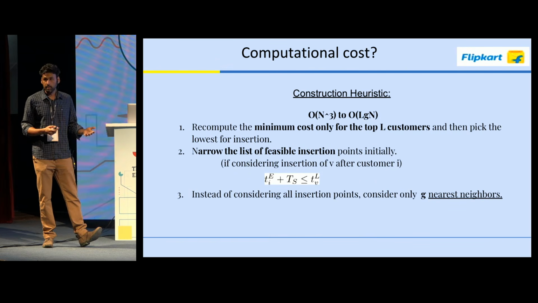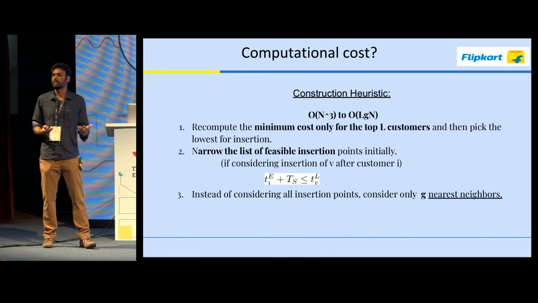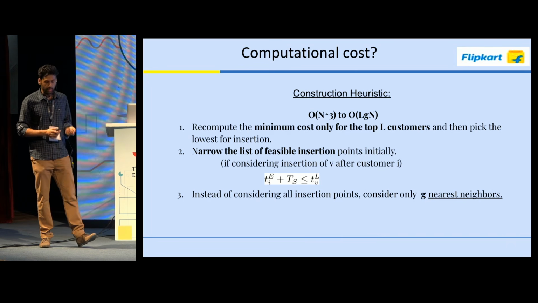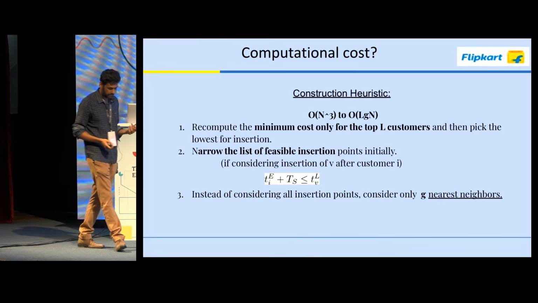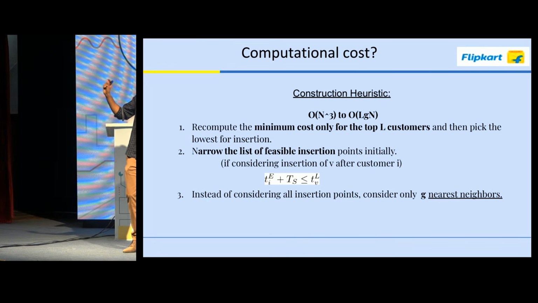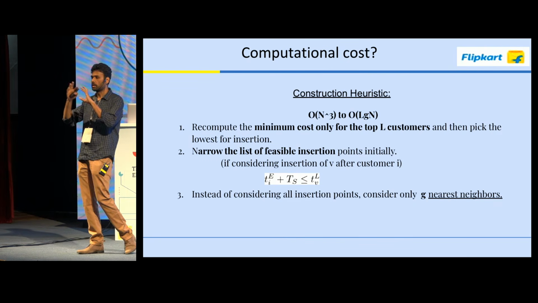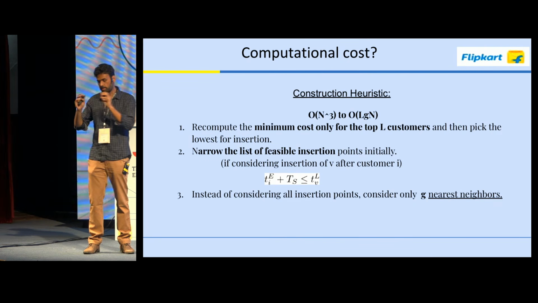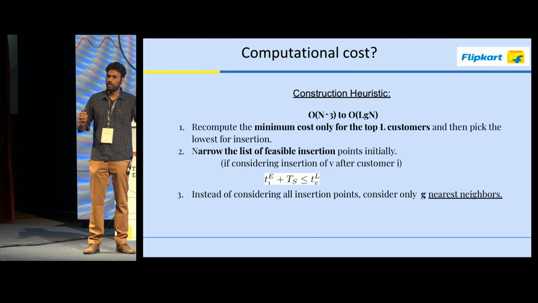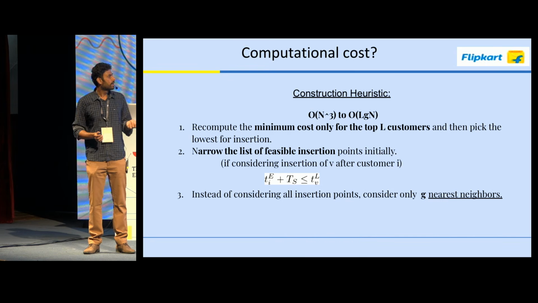Okay, the computational cost. I told you this is not really acceptable, right? So how do we reduce it? In the construction heuristic, I said we have to look at every unrouted customer when you're trying to insert one customer. We don't quite do that. We pick only the L customers which have the lowest cost as determined by the previous iteration, right? And then that brings it down from N to L, the first step.